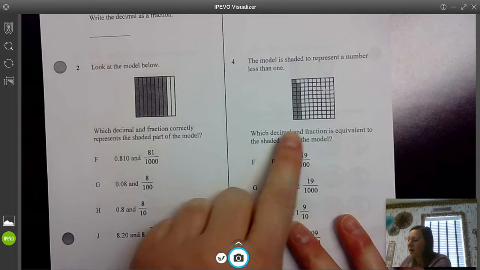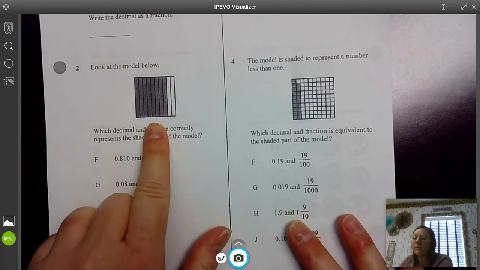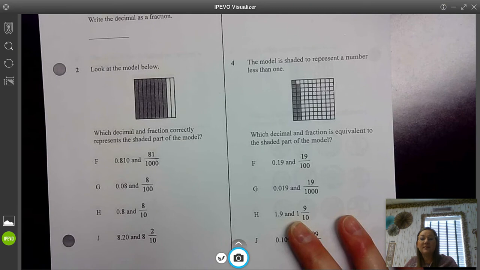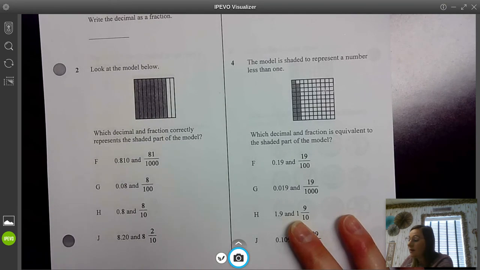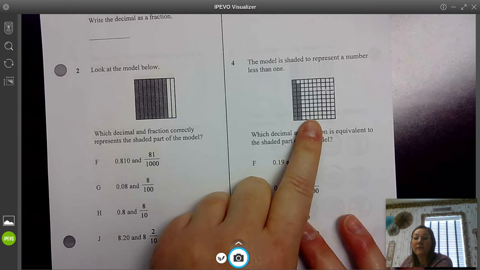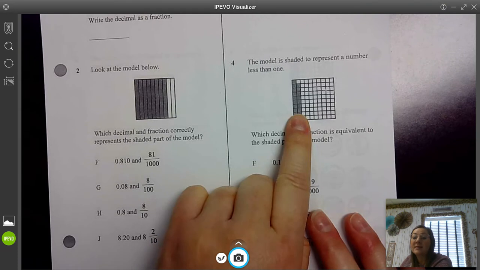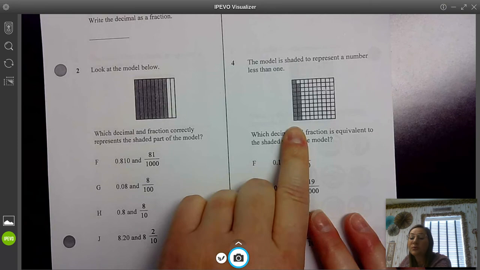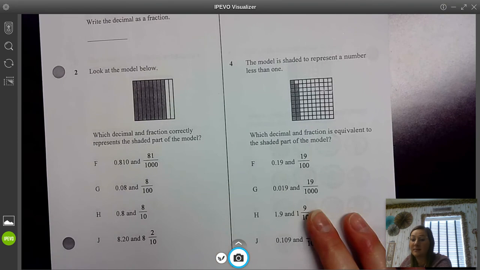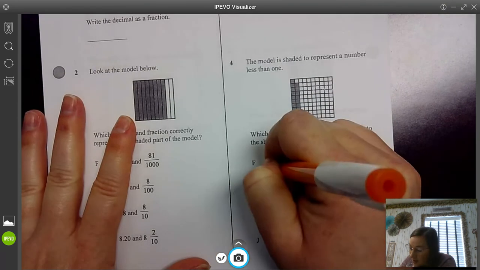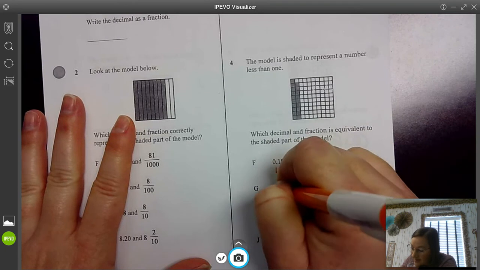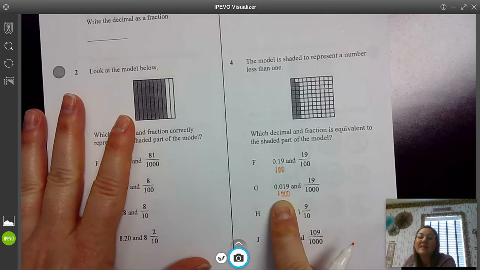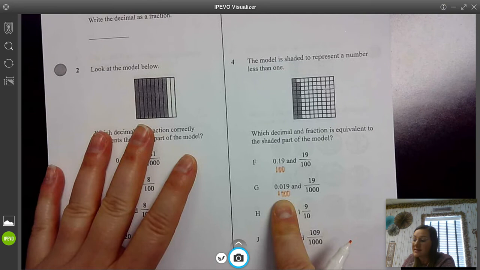Take a look at 4. 4 is similar to 2, but how are they different? 2's model is out of 10. The model for number 4 is out of how many in all? These are hundredths. So how many hundredths are shaded? Okay, and I do expect you to put a 1 under the decimal with trailing zeros. Look, that's 19 thousandths. You haven't even learned about thousandths yet.